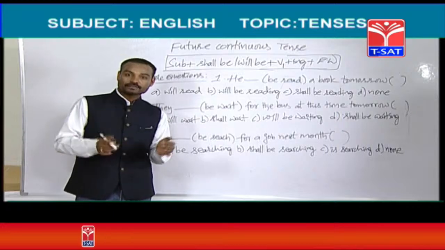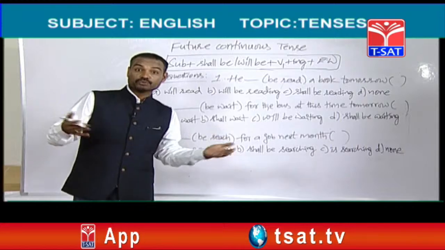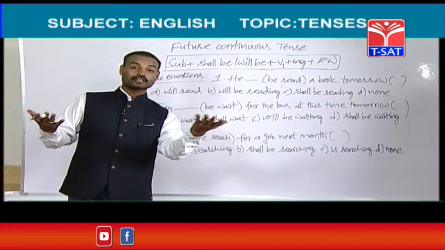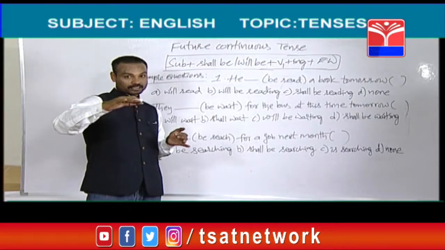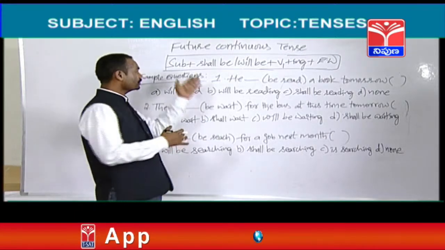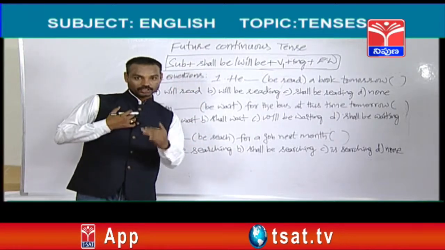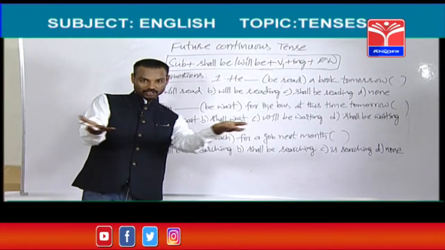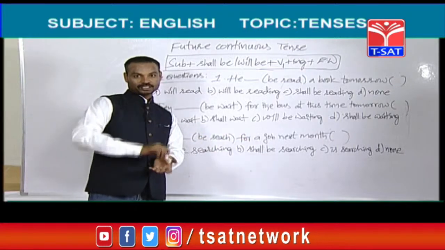Sometimes our friends will ask you, what will you be doing at this time tomorrow, or what will you be doing next week, what will you be doing next month, or what will you be doing next year. Sometimes we are asked such questions. When we are asked such questions, to answer them we should use future continuous only. For example, now you are listening to me, I am talking to you. This is called present continuous. I am teaching, I am taking this class now. Okay, you are listening to me. This is called present continuous.